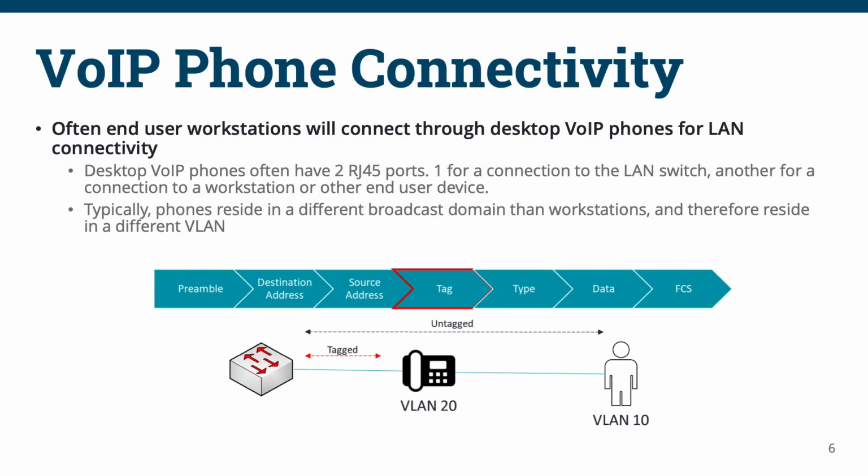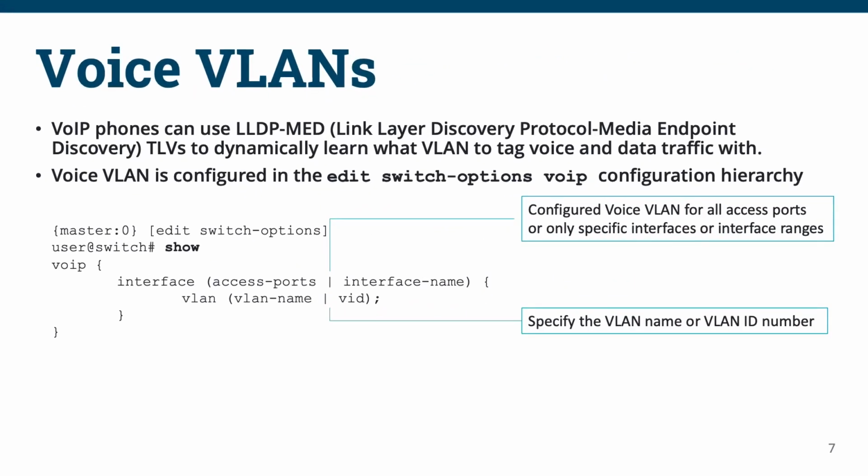Now, let's see how we can configure this on the switch's side of things. The voice VLAN is configured in the Switch Options VoIP section of the configuration hierarchy. This configuration allows for the transmittal and receipt of tagged traffic on an access port. As we mentioned in a previous lesson, these ports are indeed still considered access ports, even though they send and receive tagged traffic, since they are doing so as a member of a voice VLAN.